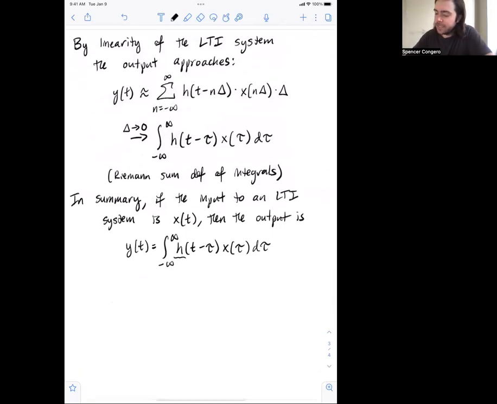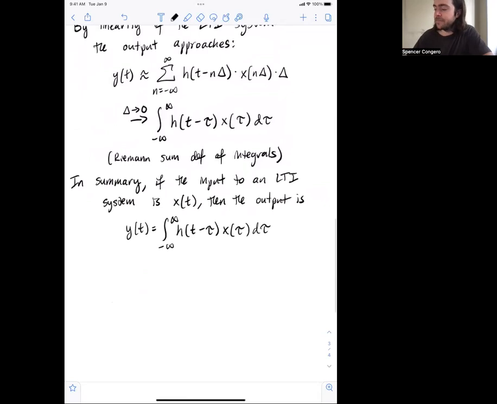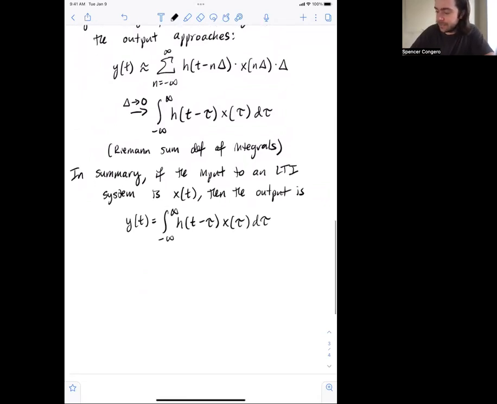So if you tell me the impulse response h of t and you tell me your input x of t, I perform this integral and I get your output y of t. So that's what we said at the beginning. If you know the impulse response h of t of an LTI system, then you can find the output to any input. And here's how you do it. Use this integral.